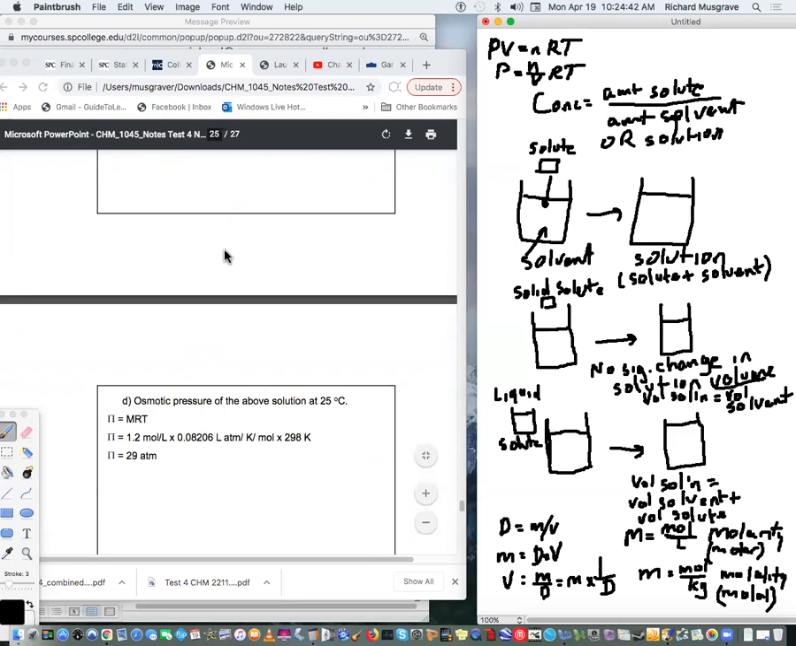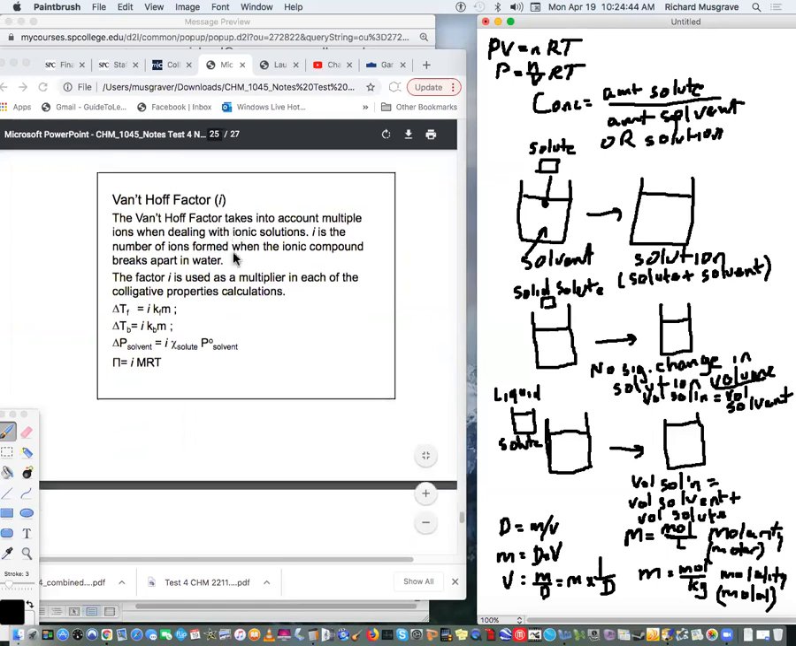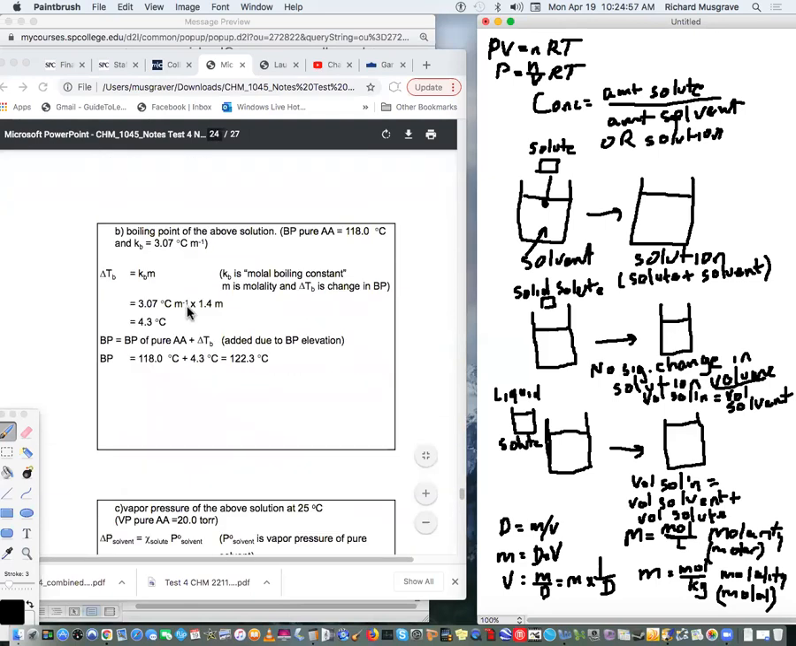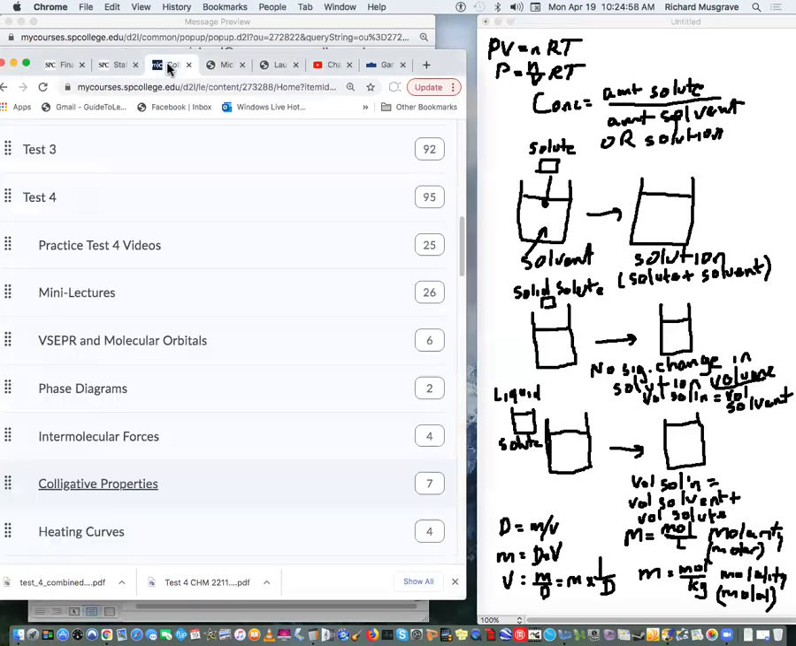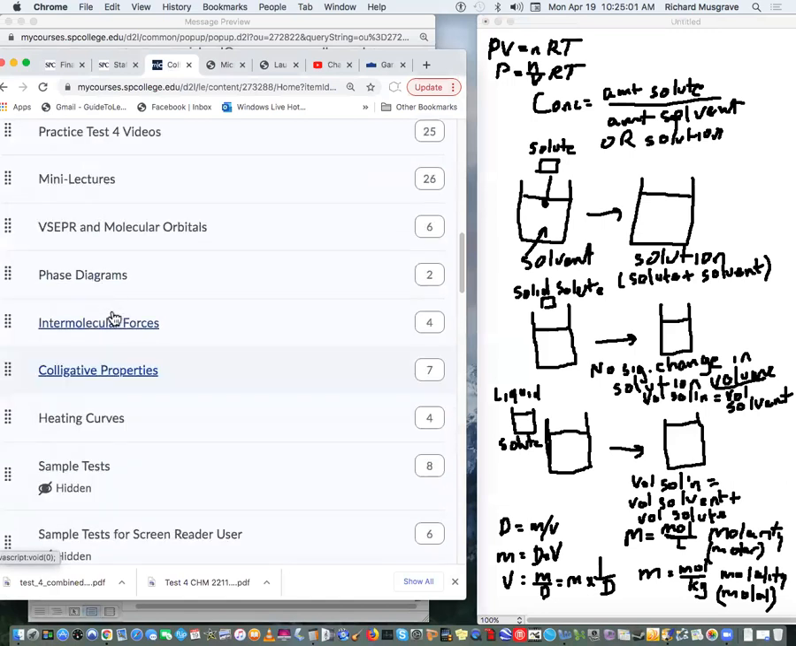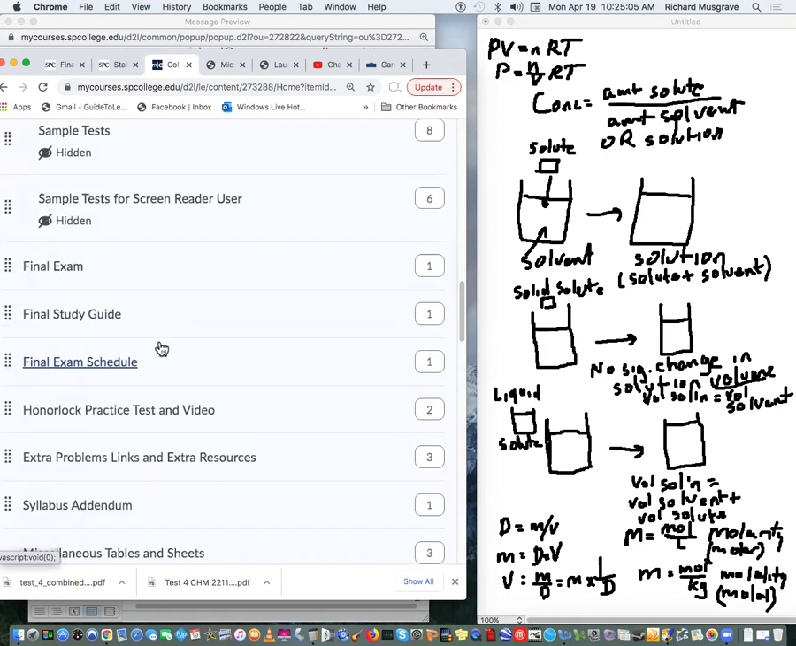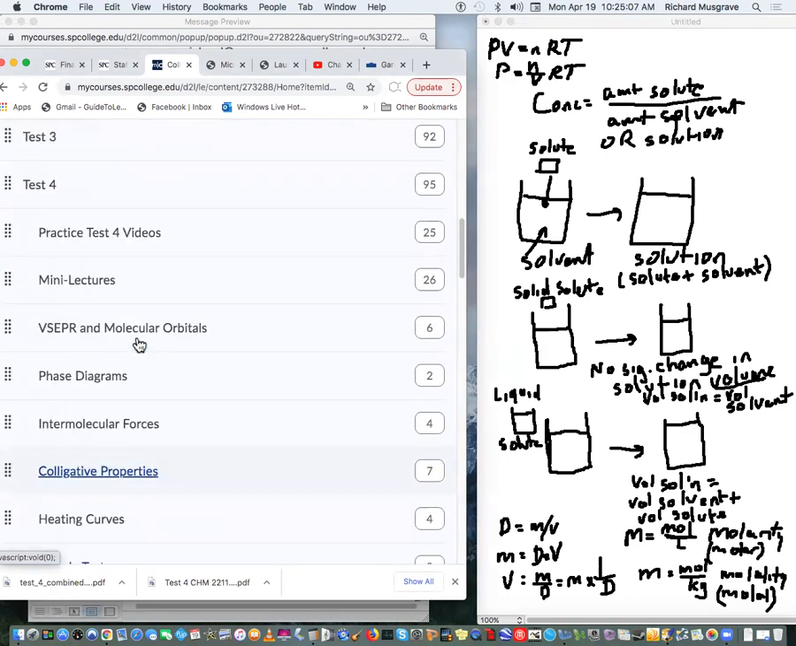All right, does anybody have any questions about the Van't Hoff factor and calculating it? Okay. So let's look at the test now, and I'll show you what kinds of things you're going to be dealing with on the test.